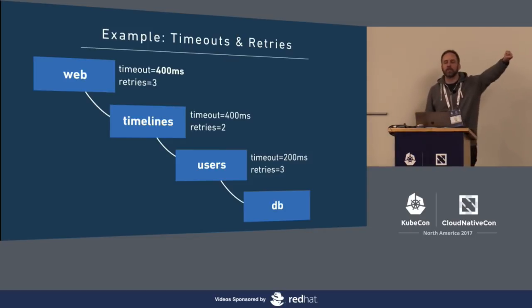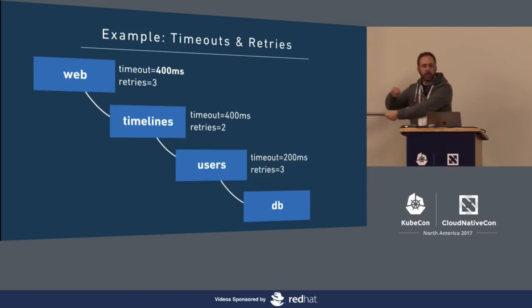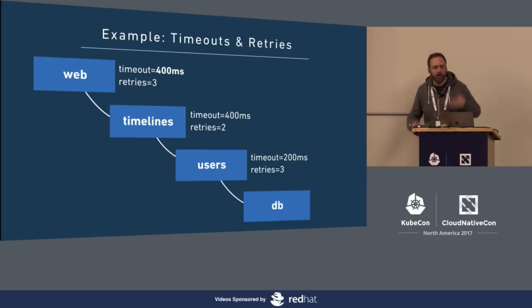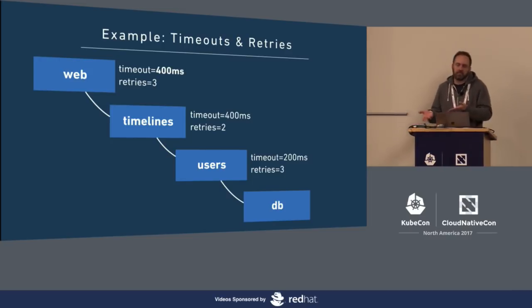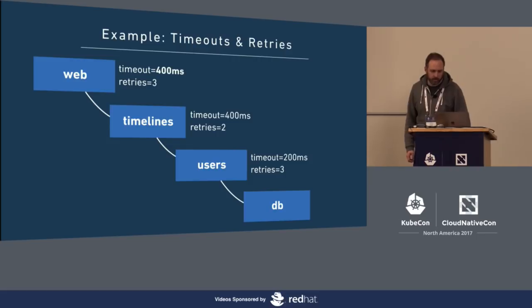I've got a web service that talks to this timeline service, which talks to the user service, which talks to the database. And for each of these I have to account for the fact that it might be down or it might be frozen or something. So I set a timeout and some number of retries, and here we go, ready for action. Does anyone spot a problem with this?